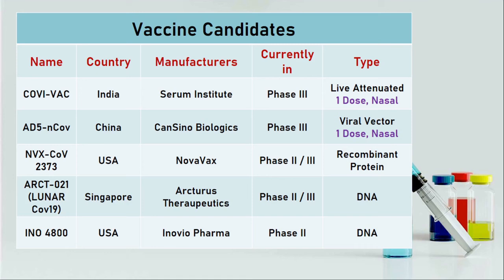Similarly, CanSino Biologics from China is also coming up with a vaccine, and USA is trying, Novavax is trying the recombinant protein strategy for creating vaccine. There are two DNA vaccines in line as well.